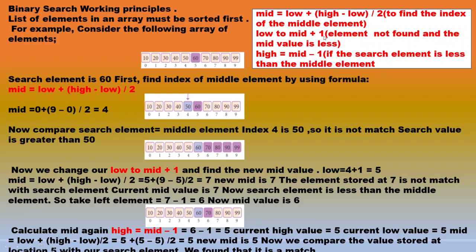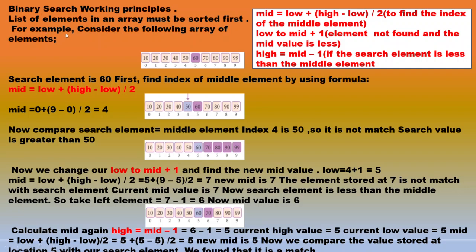Low equal to mid plus 1. When the element is not found and the mid value is less than the search element, then add 1 to the mid value. High equal to mid minus 1, if the search element is less than the middle element. Suppose when we search, the search element is less than the middle element, we have to reduce 1 from the mid value. So these are the formulas we use in the binary search algorithm.